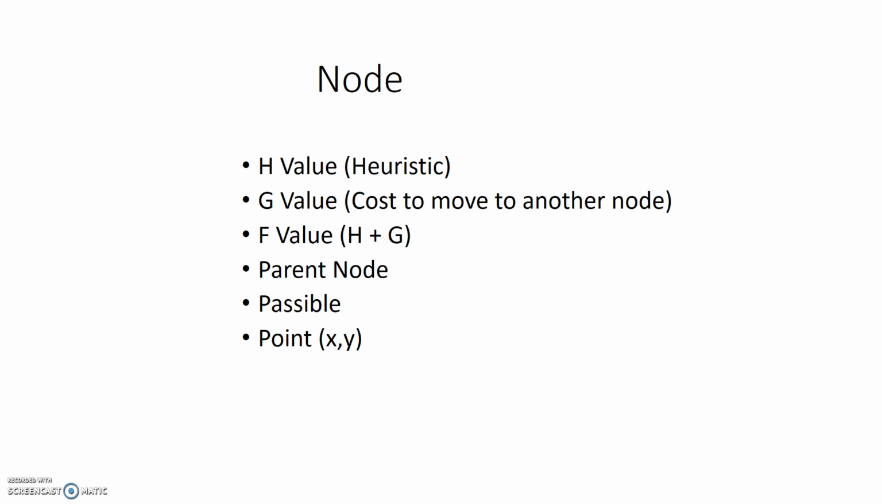And this is used to essentially find the smallest one. It's used to narrow down the nodes that you need to look at, because we don't want to check every single node. We just want to check the nodes that are relevant. The parent node is something that it's way easier to explain with the visual, so I'll wait till then. Passable. Is it passable? Can I actually go through this node? That's an important one. And then coordinate.